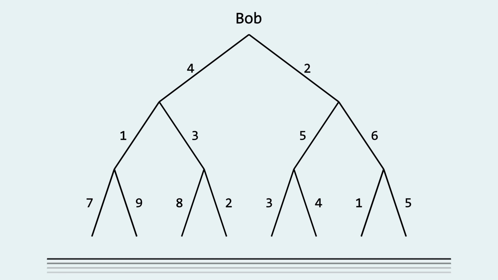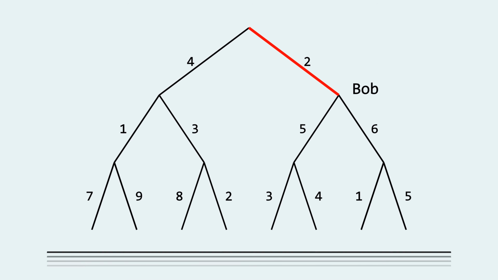Let's find out. At first, Bob has two choices. He can either take the left path with the cost of 4 or the right path with the cost of 2. Since Bob is following a greedy approach, he picks the right path because it has the lowest current cost, hoping this will lead to the lowest overall cost.